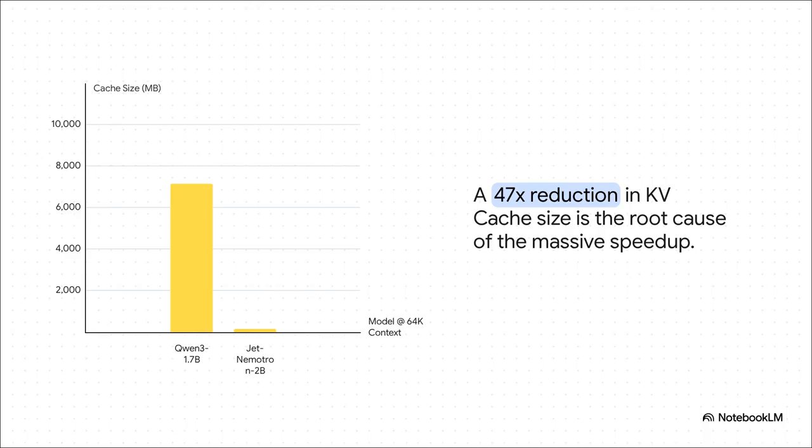Look at the KV cache size at a 64,000 token context. A standard model needs over 7 gigabytes of VRAM just for the cache. Jet-Nemotron, 154 megs. That is a 47x reduction. It's not an improvement, it's a whole different category. You're just moving so much less data around.